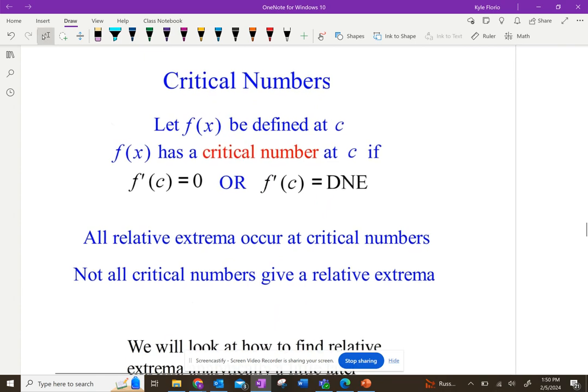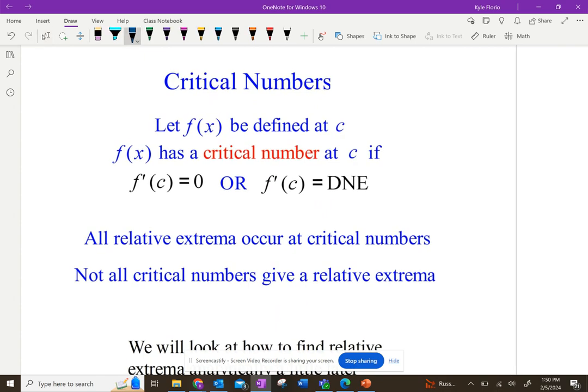Okay, so graphically, it's pretty quick to find out where the max and mins are. To do it analytically, we have to first define a critical number and then use this idea to find where maxes and mins occur. So now that you've copied it down, let f of x be defined at c as long as this is true. This is like the prerequisite. As long as the function is defined at c, then the function has a critical point at c if the derivative at c is 0 or the derivative at c does not exist.